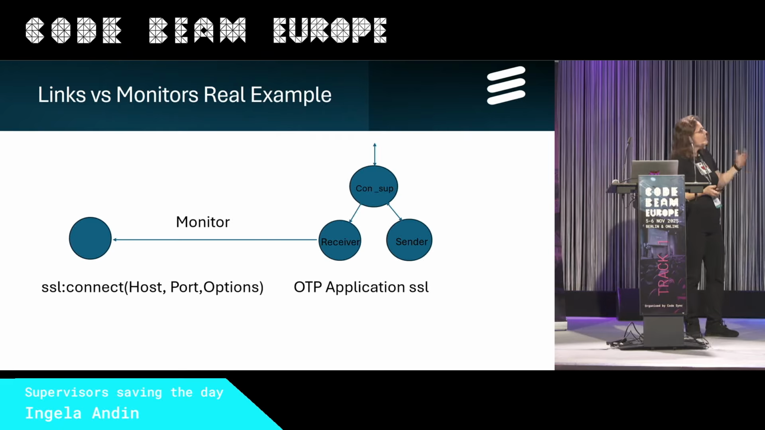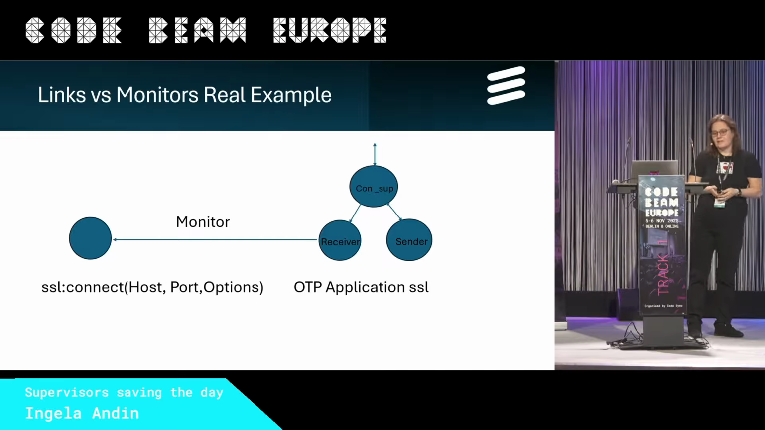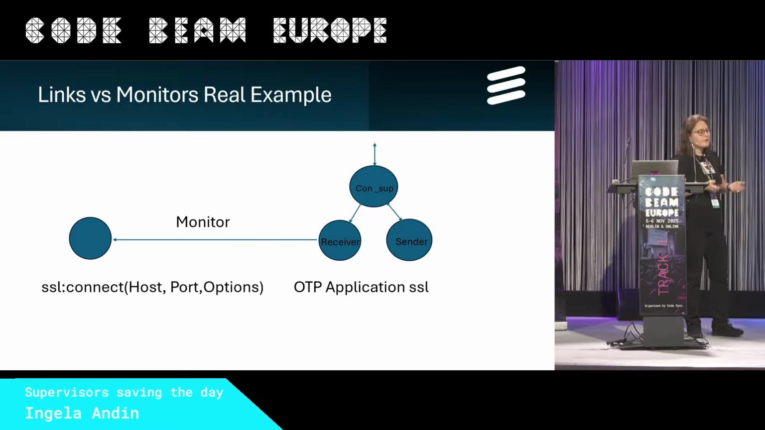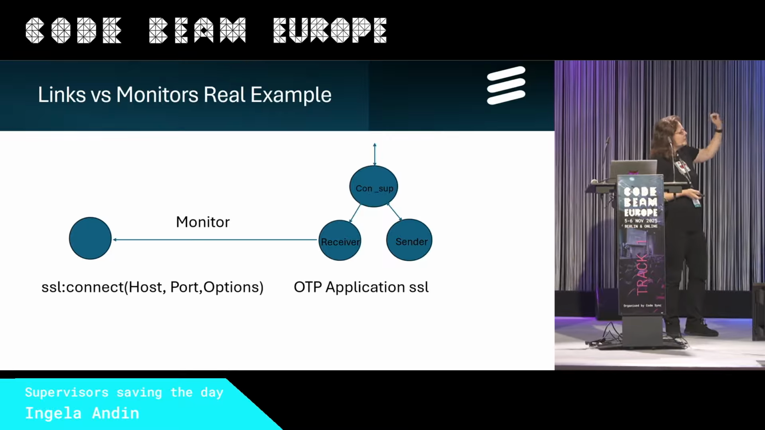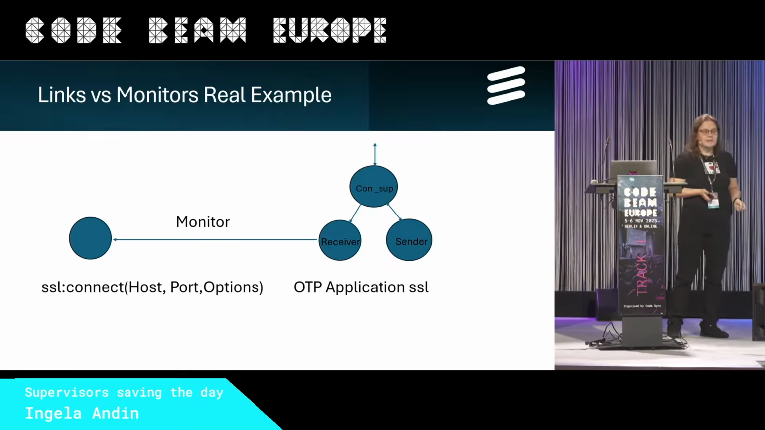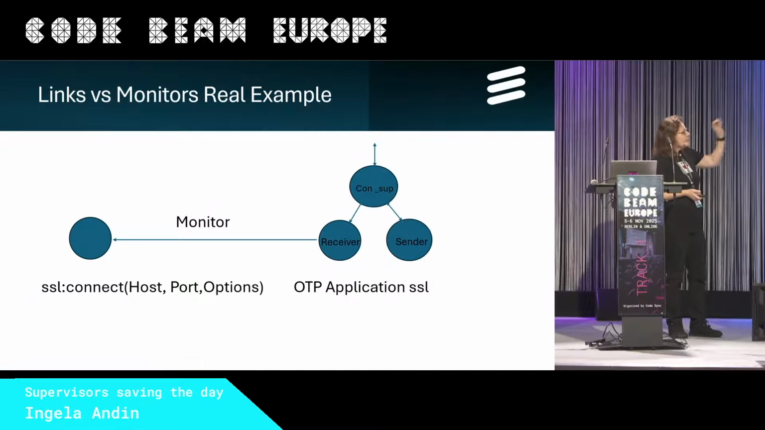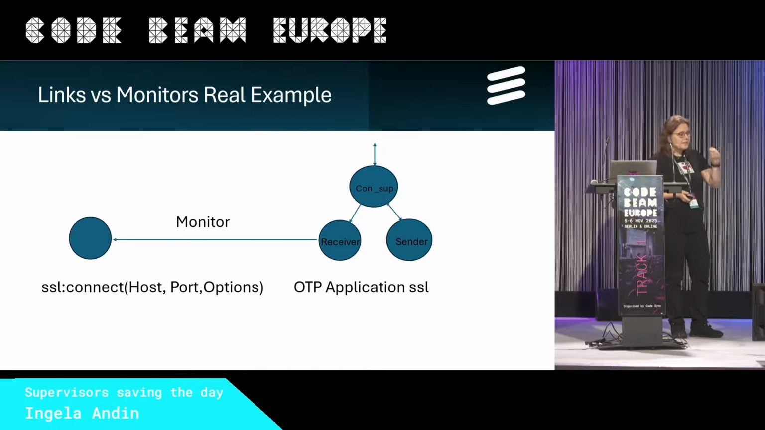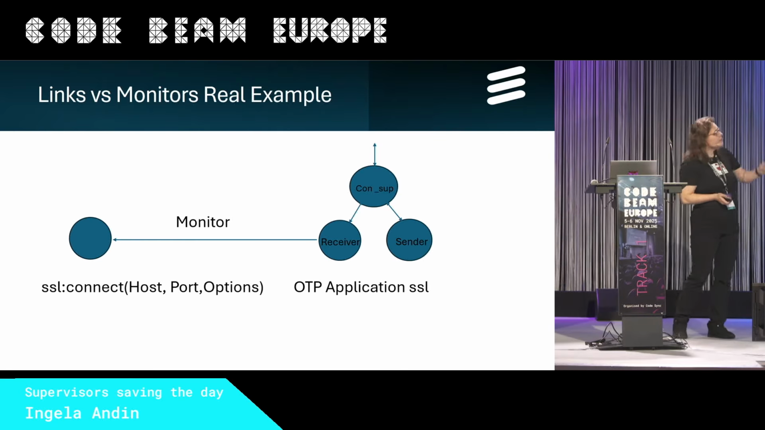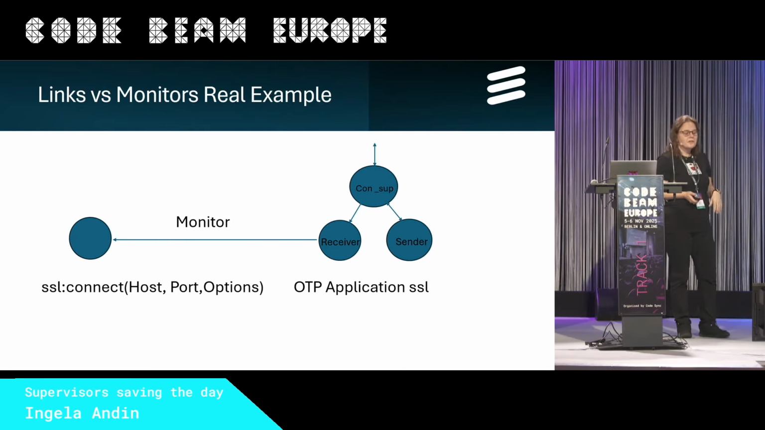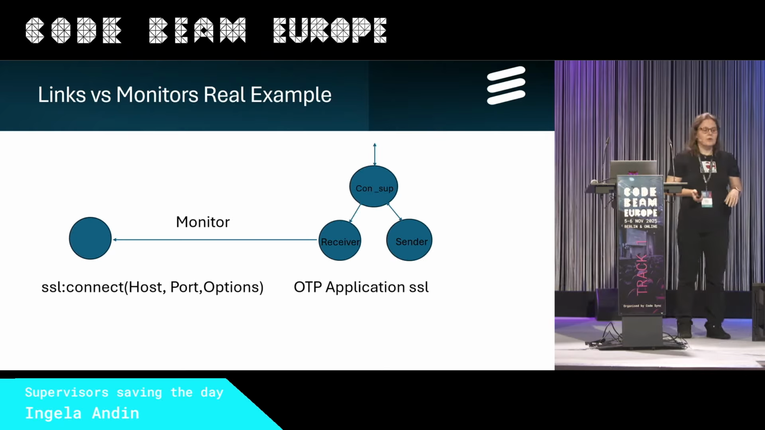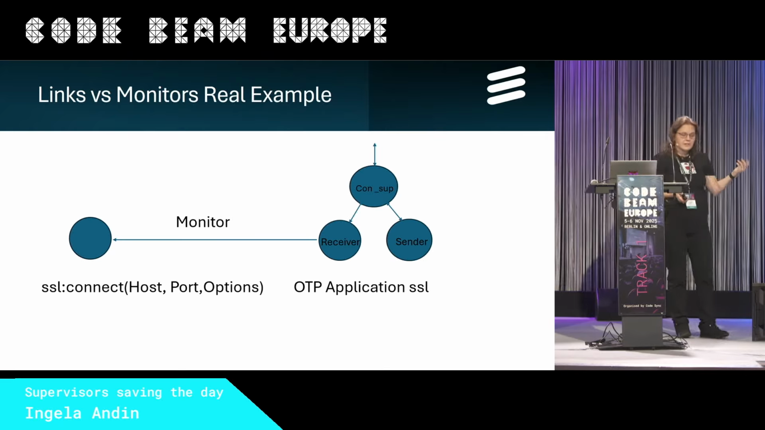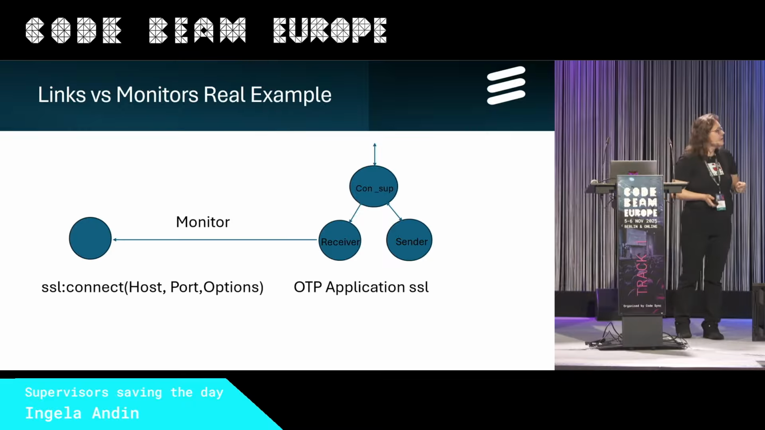So if we have a user process that wants to create an SSL connection to some web server, for instance, they will call our API function SSL connect. And when that happens, there will be 3 processes started under the SSL application supervision tree. 1 connection supervisor and 2 worker processes. 1 that handles the receiving end of the connection, and 1 that handles the sending end.